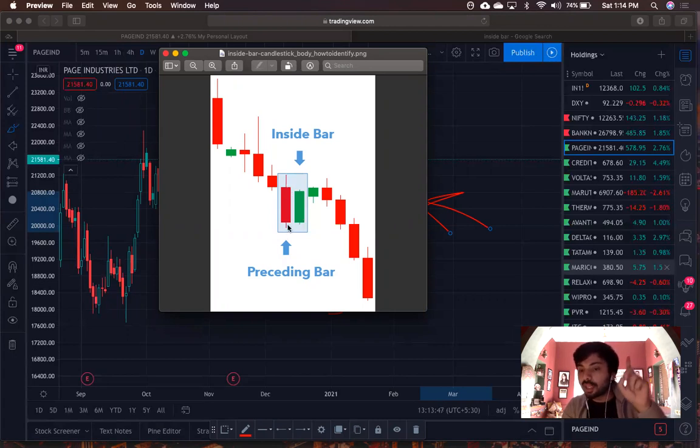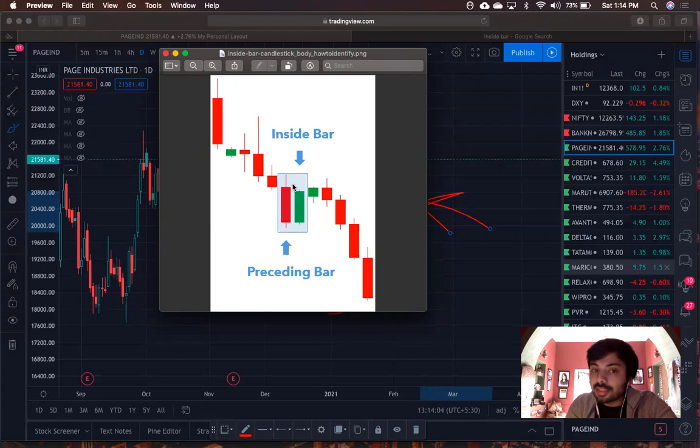So whatever is the color of the mother bar, that will be the direction of the breakout. If the mother bar is green, the second bar is red, and then the breakout is on the upside. If the mother bar is red and the inside bar is green, then the breakout will be on the downside. I want you all to understand these points.